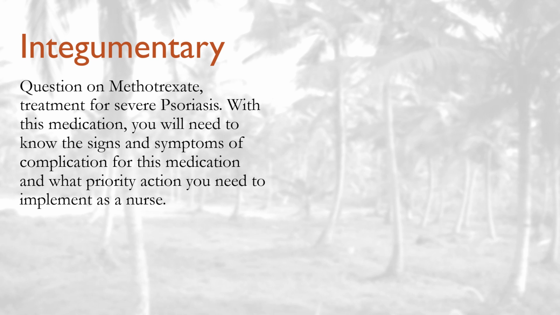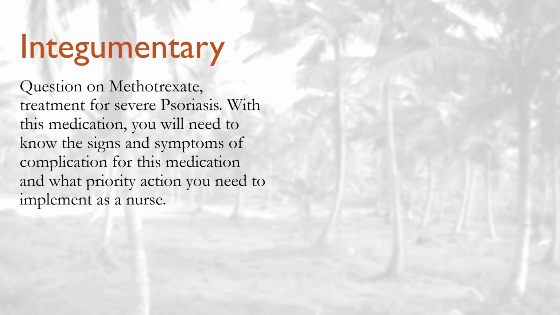So methotrexate is a medication commonly used to treat various conditions, including rheumatoid arthritis, certain cancers, severe psoriasis, and other autoimmune diseases. It works by inhibiting the activity of enzymes involved in cell division and inflammation, and this helps reduce abnormal cell growth or immune system activity, because psoriasis, as we know, is an autoimmune issue as well. It's a proliferation, an overgrowth of skin cells, which causes the plaquing of the skin.